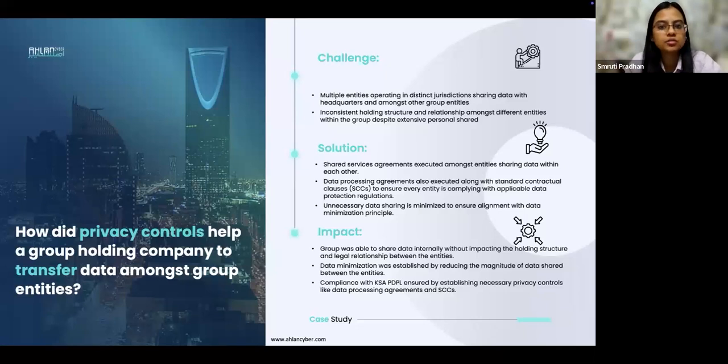So impact was positive in this case, and we could see that the framework that we built for the group holding company could be extended to each and every entity that was operating under it. So this was the second use case which we wanted to talk about.